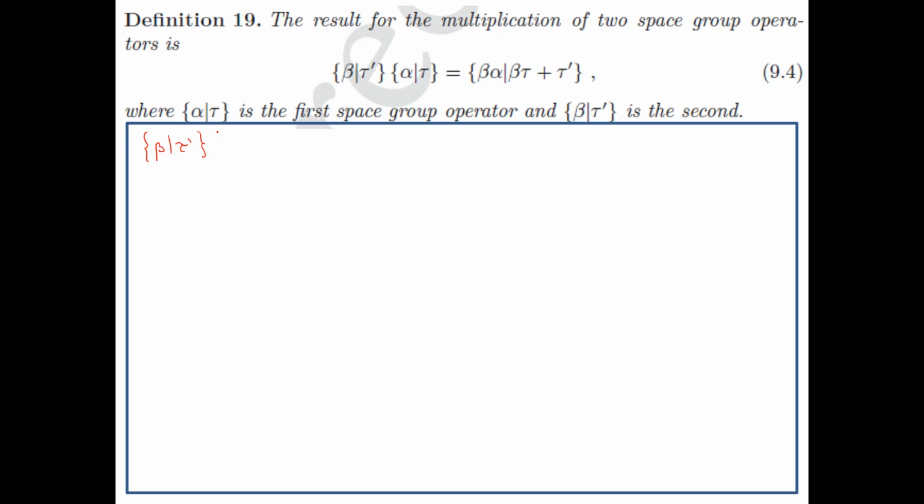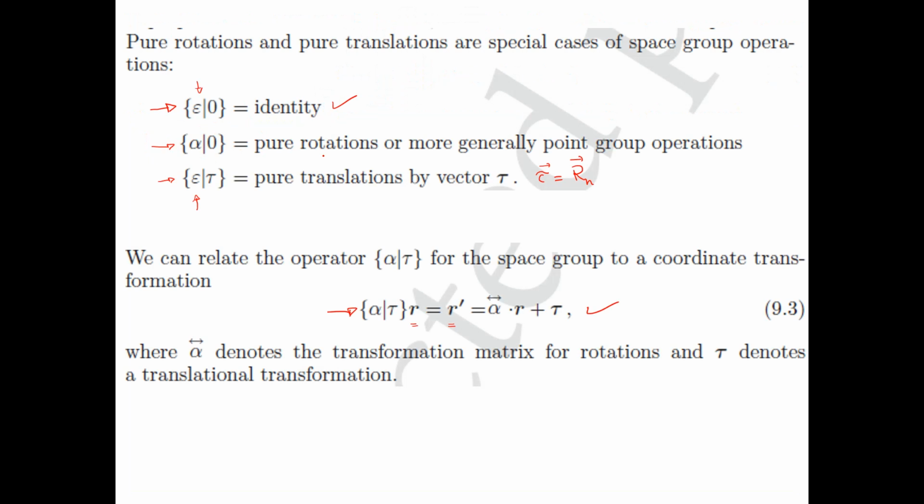But first I apply the first operation: the point group operation alpha and the translation tau, and then beta tau prime. Let's see what is the result of that compound operation on a vector R. We already know from the previous slide the result of a single operation alpha tau on R. It gives me alpha R plus tau, right?